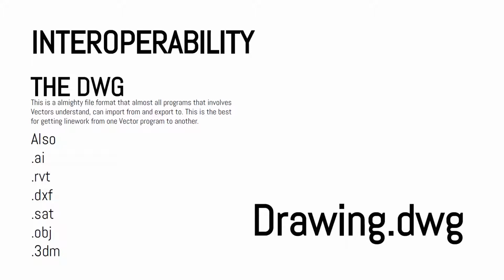Some other file formats that deal with vector information: .ai files, so Illustrator, .rvt, which are Revit files, .dxf, which is just a slightly different .dwg format file, .sat and .obj, which deal with objects and meshes, which is important for 3D printing. .3dm, of course, those are Rhino files, etc. But the DWG is the one that matters the most and that the most programs can understand.